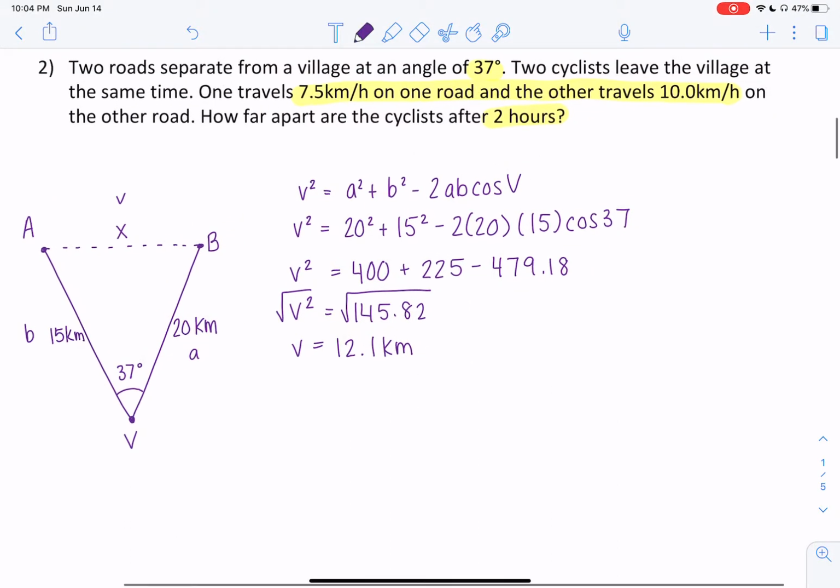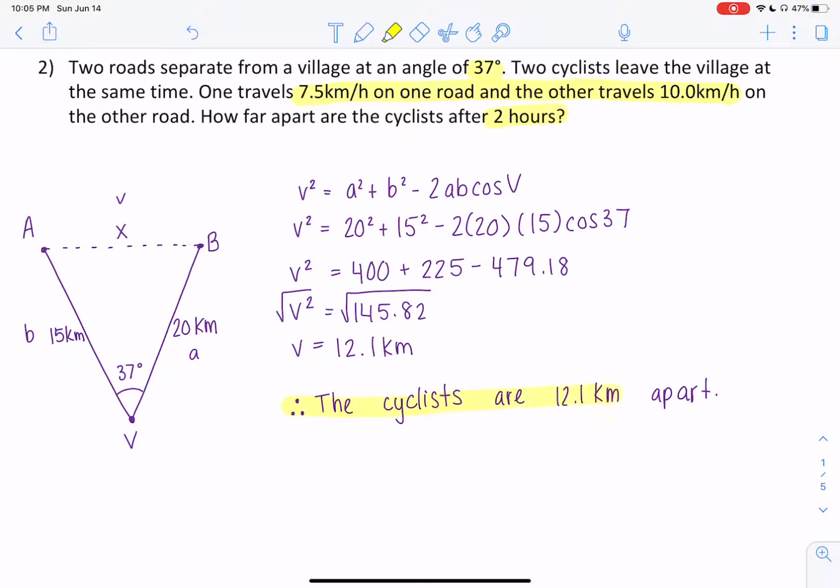So our final step is to write our let statement. So we'll say, therefore, the cyclists are 12.1 kilometers apart. And that's our final answer. So in comparison to the first question, this one is a lot more straightforward. The first question is basically as hard as these things get, but this question is a perfect example of a pretty standard sine law or cosine law question.